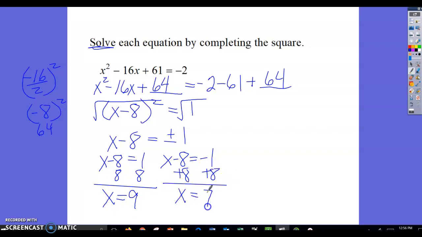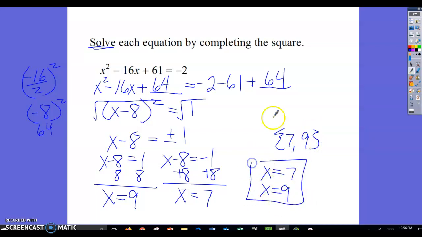X equals 7. So to solve this equation by completing the square, I'm going to get 7 and 9 as my solutions. You can put x equals 7, x equals 9, or you can write them as a solution set.